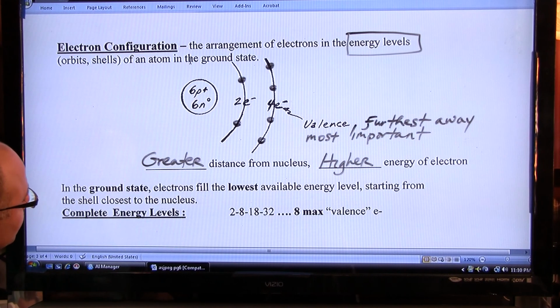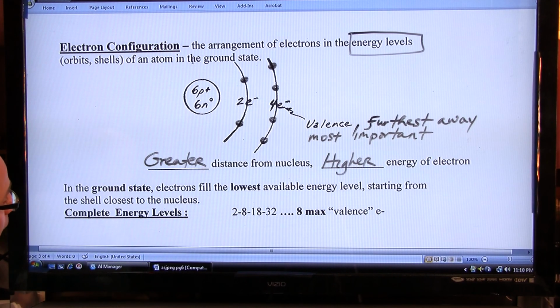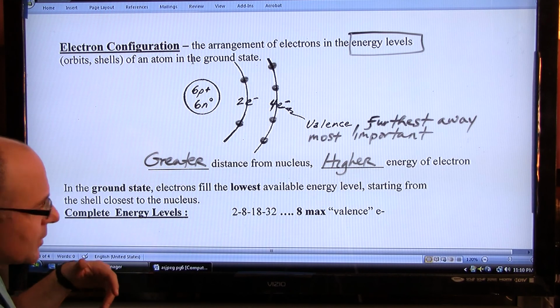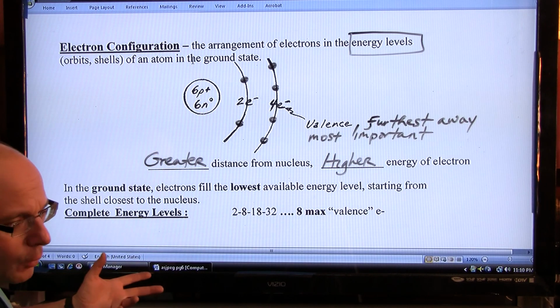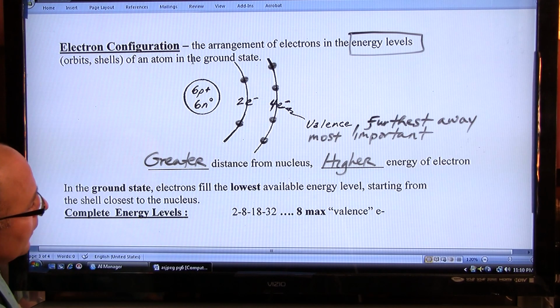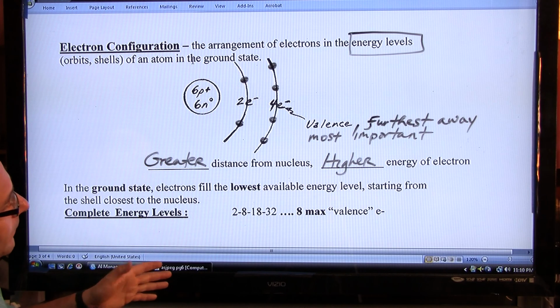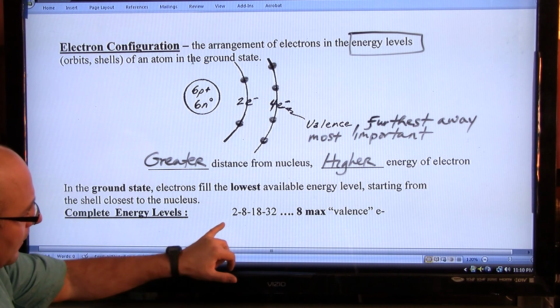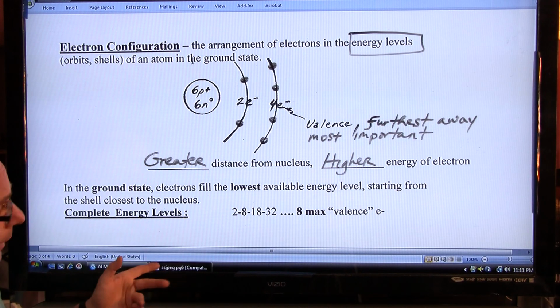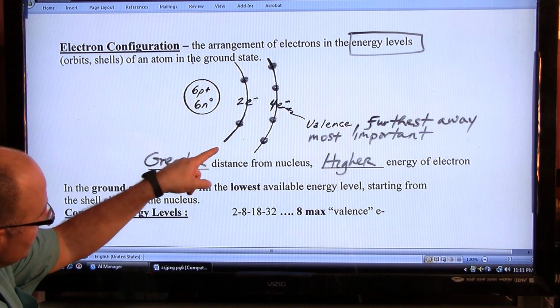In the ground state, meaning the lowest energy state, the most stable state, electrons fill the lowest available energy level, starting from the shell closest to the nucleus. So what that means is, when you come across an atom that has so many electrons, whatever the total happens to be, in the case of carbon, it happens to be 6 electrons, you don't place all 6 electrons in the first orbit. There's a certain number of electrons that can occupy any particular orbit. And when we fill in these orbits, or energy levels, we start with the one closest to the nucleus.